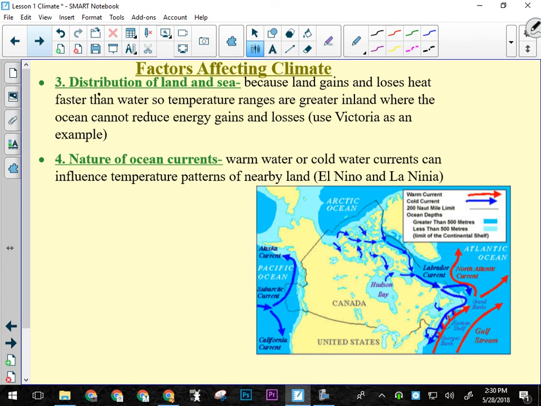We don't get hurricanes in Canada unless we get the tail end of a really big one as it dies out. But you have to be near the equator to build a hurricane because you need all that energy. But then the nature of ocean currents is also a big part of it.